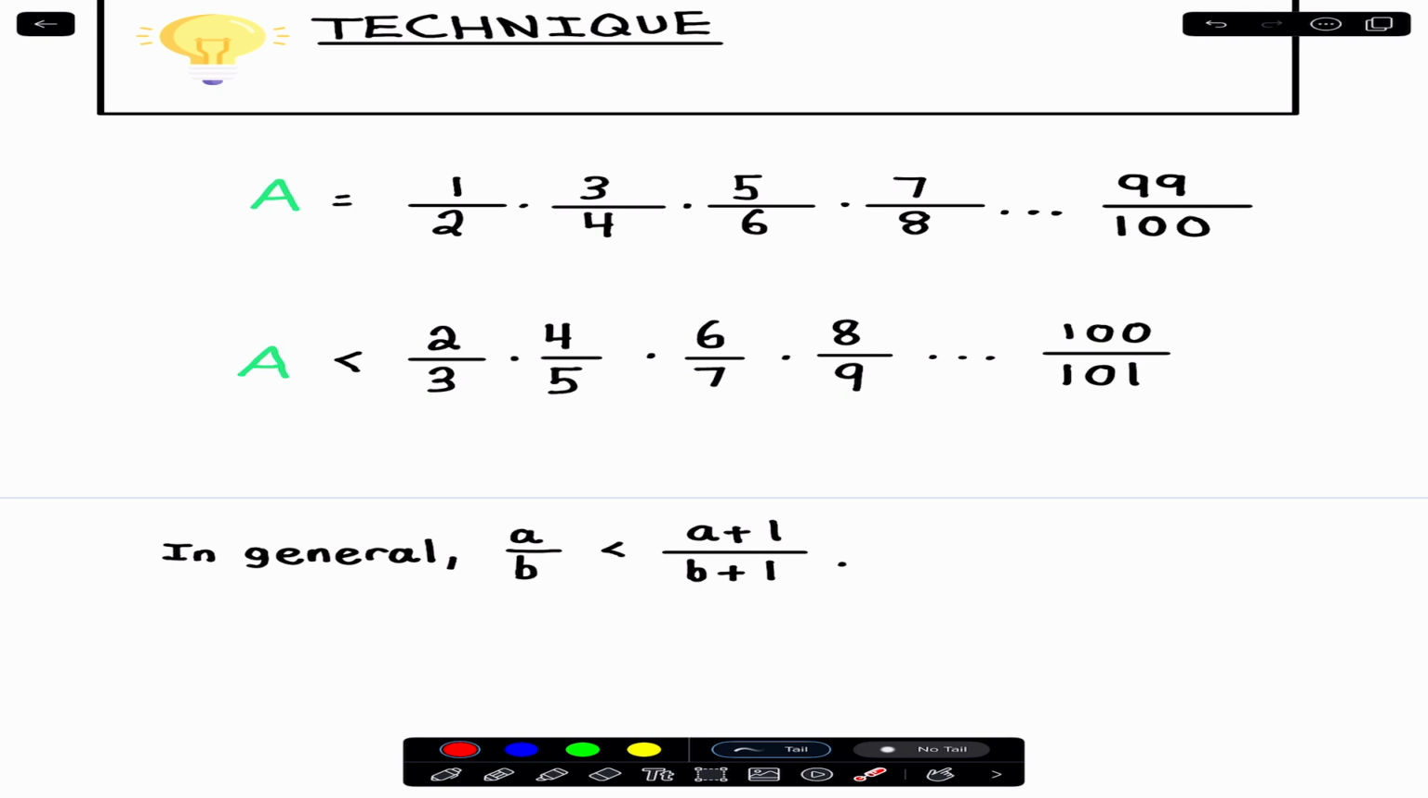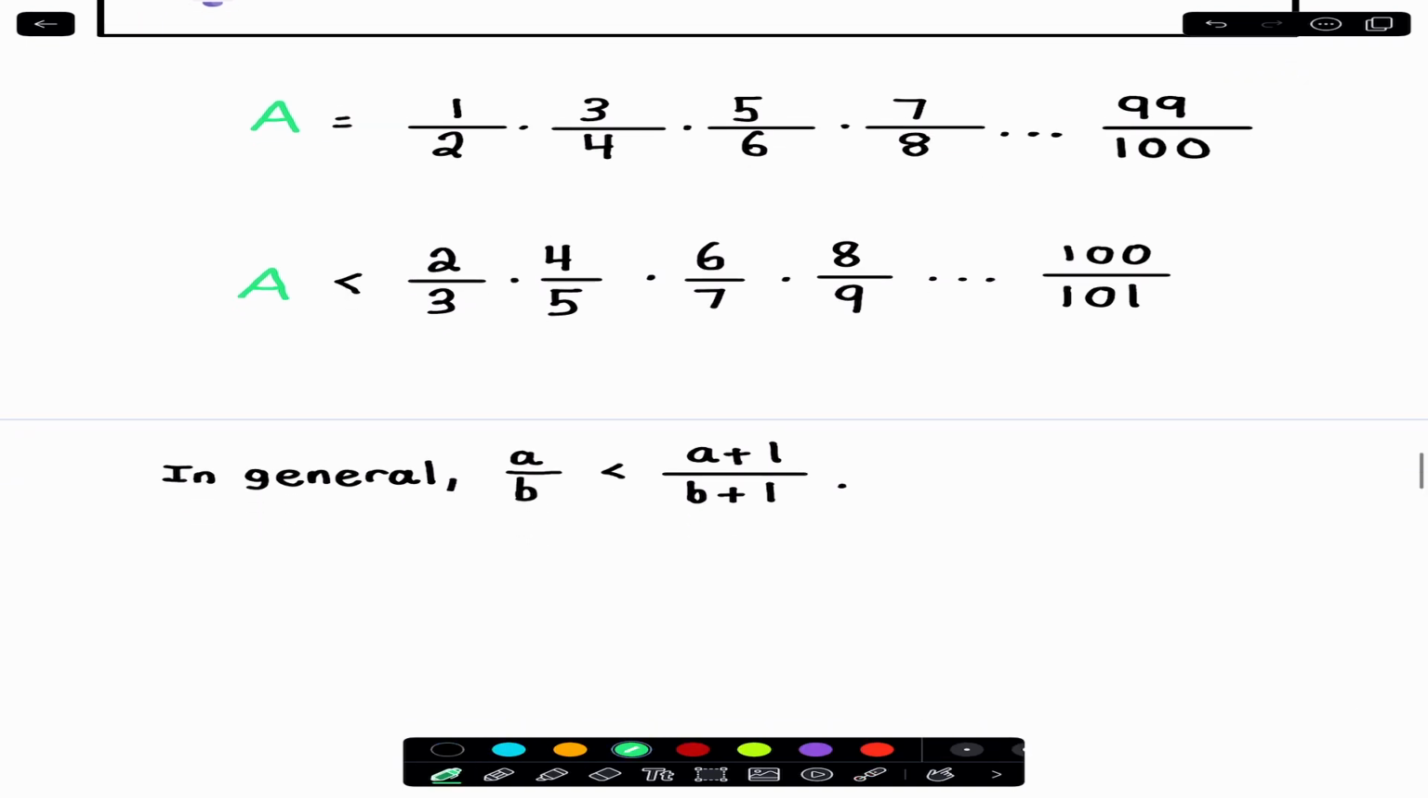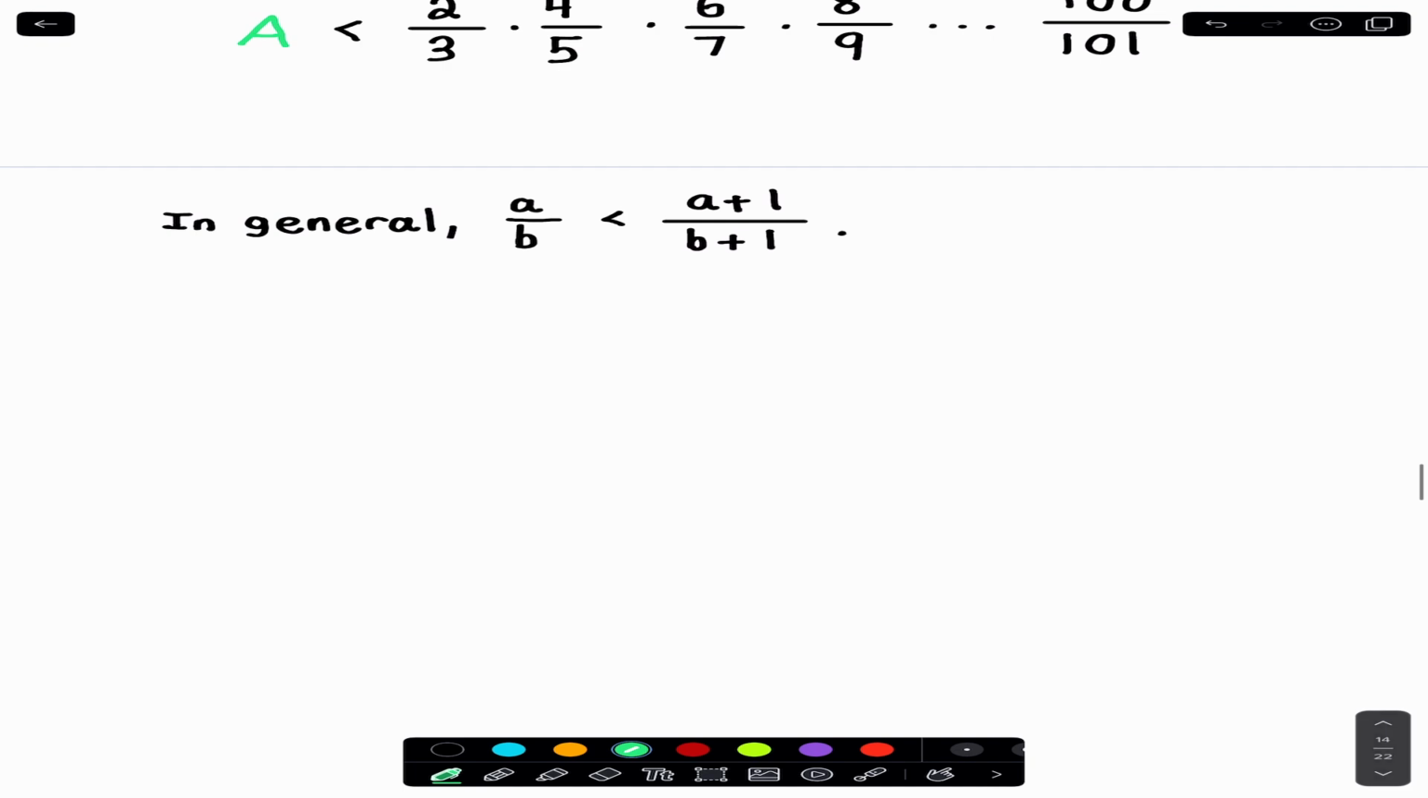So we see this first term is less than this term, is less than this term, is less than this term, so on and so forth until this term is less than this term. Then when we multiply all of these terms, it should be bigger than when you multiply all of these terms. So that's where we get this first inequality. So A is less than all of this on the right-hand side. Cool. Can we do something similar for A greater? Yes, we can.